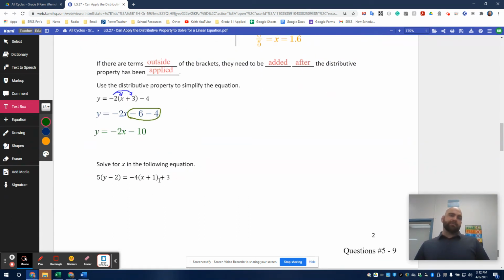To isolate for x here, first thing we need to do is apply the distributive property. Solving for x just means to isolate for it. So the first thing we have to do is multiply everything out, or use the distributive property.